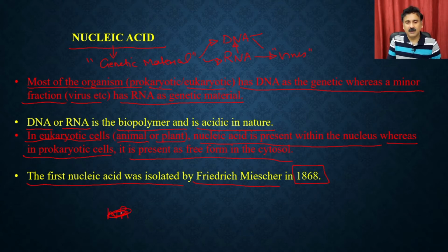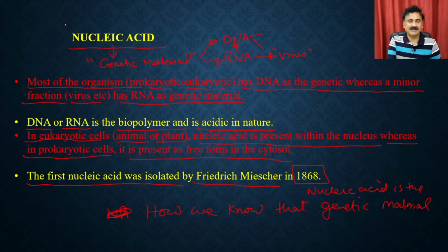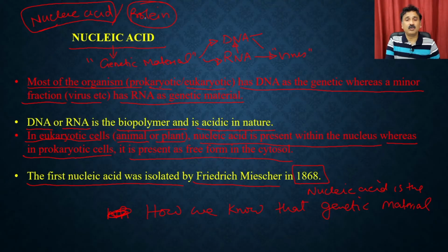Now, the first question that comes is how do we know that nucleic acid is the genetic material? Because we have three candidates, right? We have the nucleic acid, which can be a genetic material, or it can be a protein, because earlier people were thinking that protein could be a genetic material rather than the nucleic acid, because protein is a functional molecule, so it can do a lot of functions. So people were under the impression that the protein, being the functional molecule, could carry the information from one generation to another, and that's how it could be the genetic material, because the purpose of the genetic material is to carry the information from one generation to the next generations.